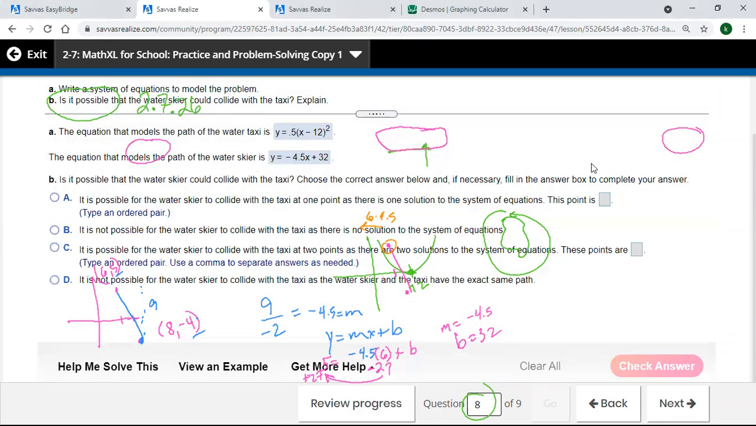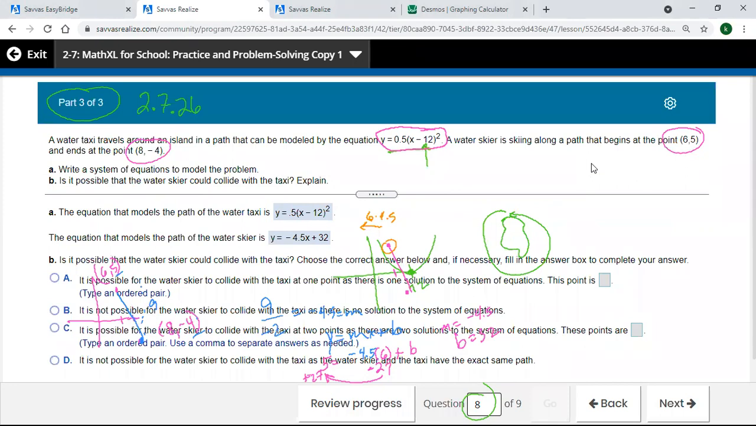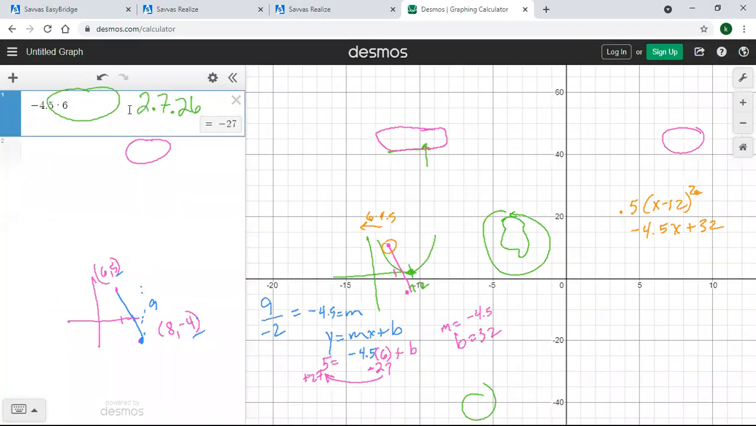Okay, so then now we got to solve the system, I bet. Rather than doing it with algebra, let's just write them down and put it in Desmos. We've got the 0.5 times x minus 12 squared, and then we've got the negative 4.5x plus 32. Hop on over to Desmos and let it do the work for us to see what we get for an answer.